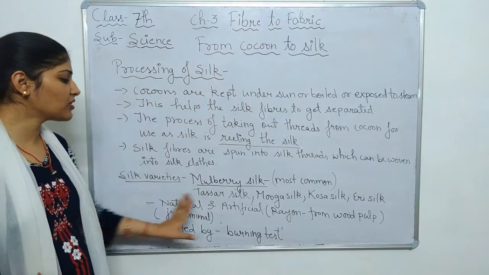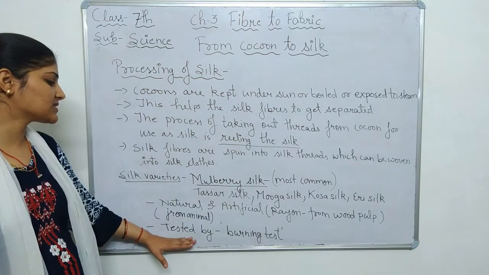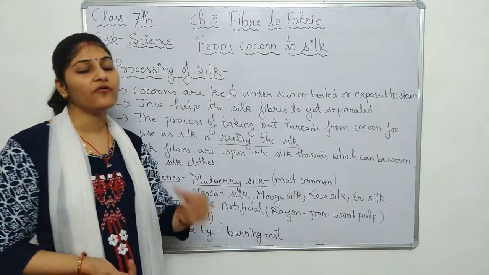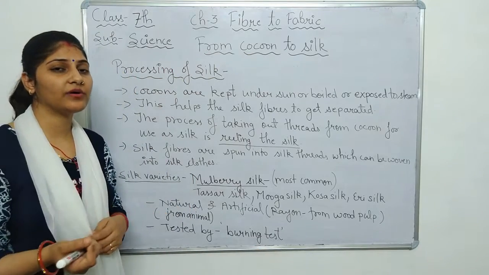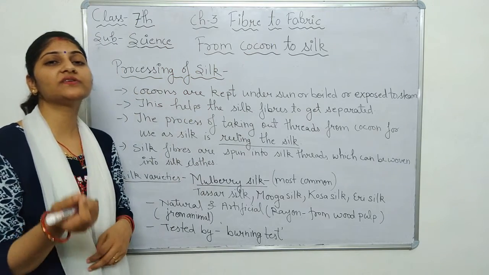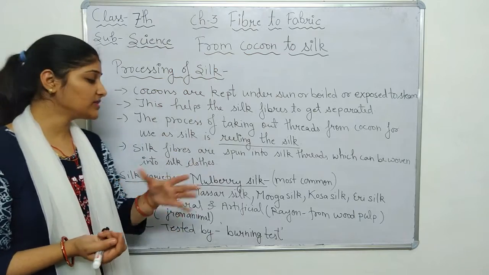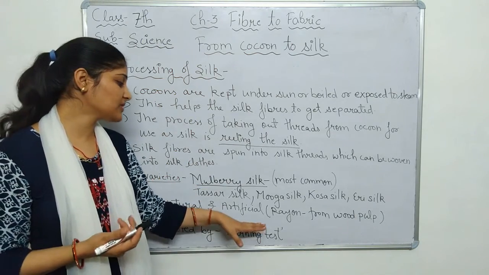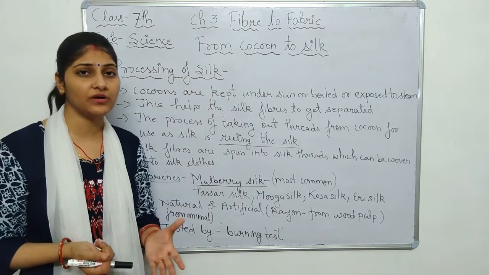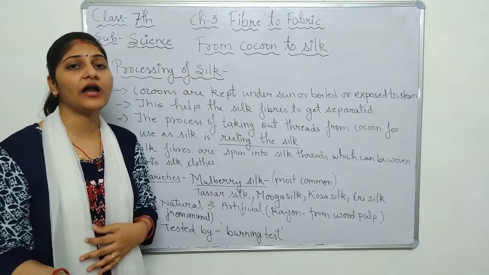Now natural and artificial silk can be distinguished by a test which we call the burning test. When you burn a natural silk fiber, the pure silk fabric, it gives the smell of burning hair. But if you burn a piece of artificial silk, it will give the smell of burning paper. This is how you can distinguish between natural silk and artificial silk.